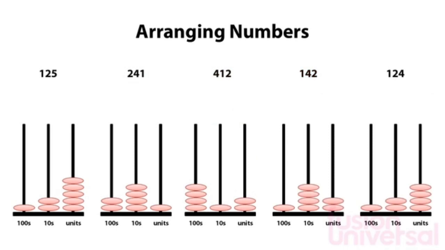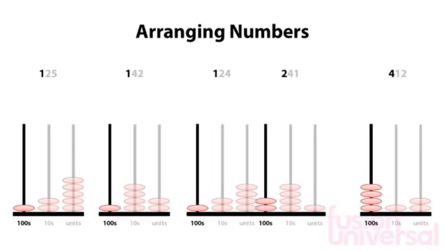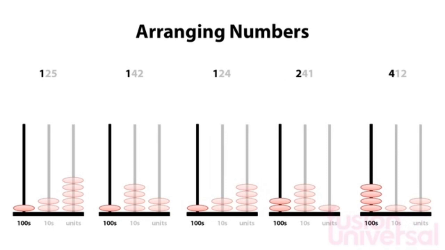Now that we have all the beads in place, we can compare the heights of corresponding places. We start with the largest place value first, the hundreds. You can see that the abacus with 4 beads on the hundreds column is the biggest number, and the abacus with 2 beads in the hundreds column is the next biggest. So they need to go at the far end. The other 3 abacuses have just 1 bead in the hundreds column.